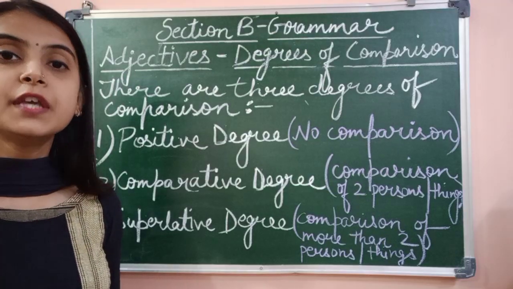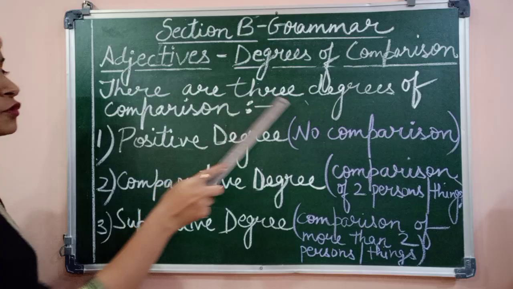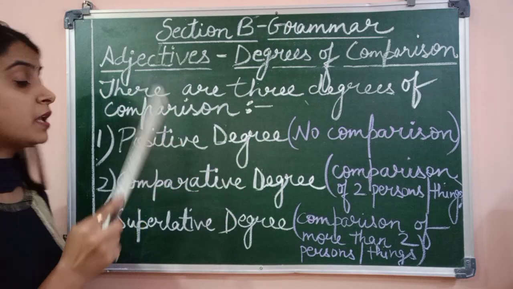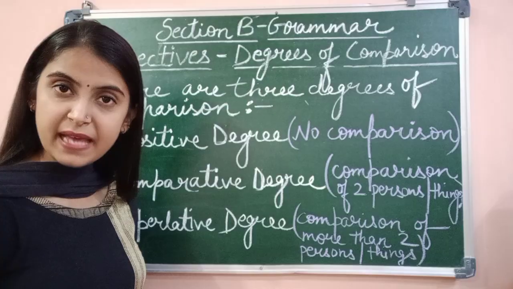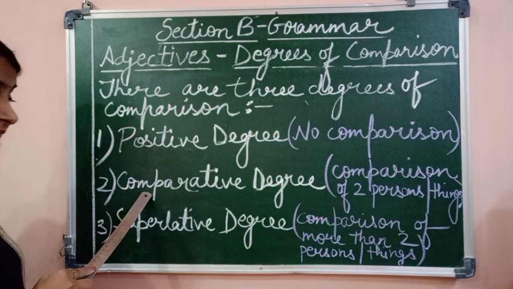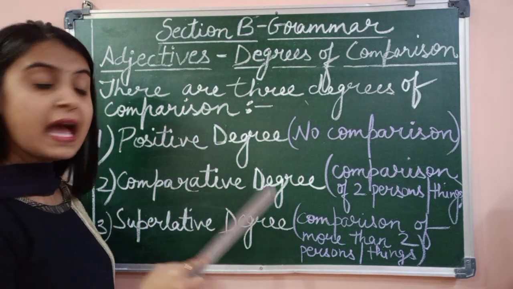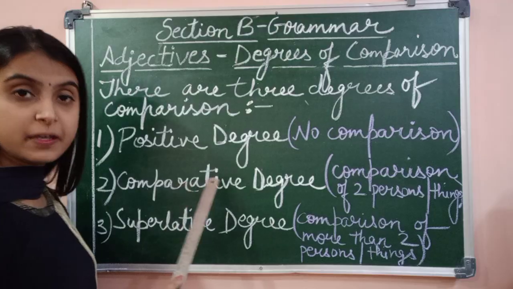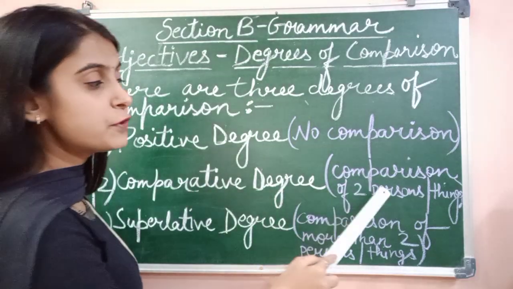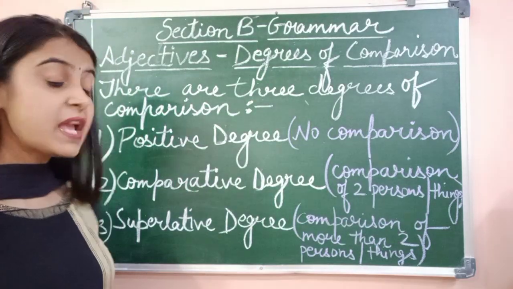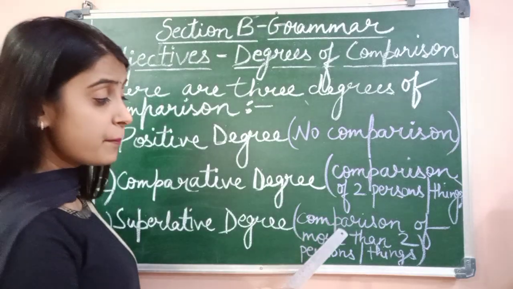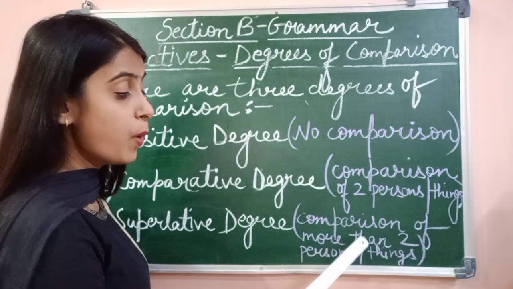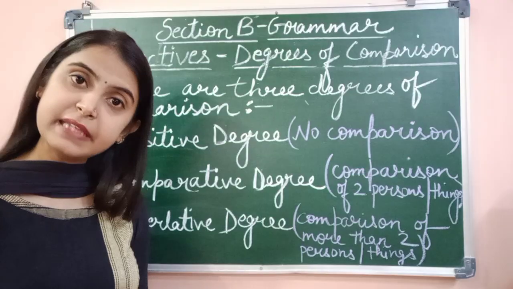Now children, you need to learn that there are three degrees of comparison. The first one is positive degree, where we make no comparison. Right? Then second one is comparative degree. As the name says, comparative. So we make comparison of two persons or things. And the third one is superlative degree, where the comparison is done of more than two persons or things.